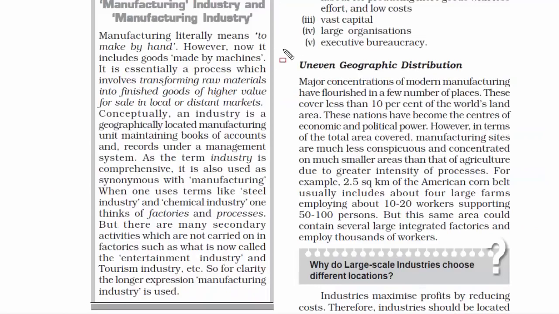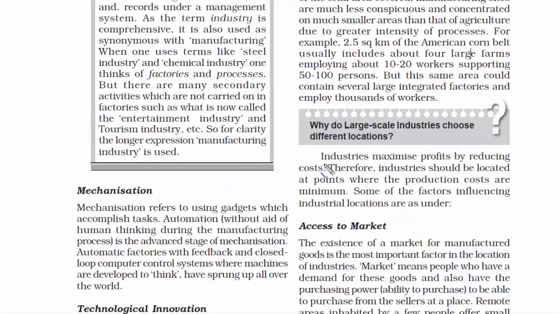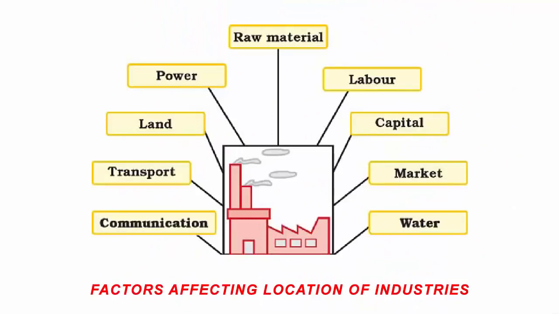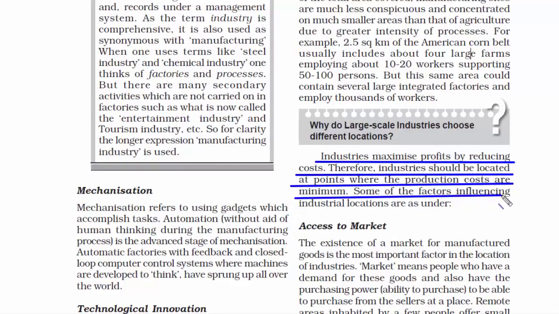Now we're going to read about uneven geographic distribution. Now, if you see the world map, there are very few places where manufacturing has developed. And it's due to various factors like location, availability of resources, then geopolitics, economic development, and many other factors. Now, if an industry has to make profit, always remember it has to reduce cost. For that, it has to be nearer to the resources. By resources, I mean natural resources, labor, power, transportation, etc. All of this adds up to the production cost. So there are very few places in the world where you will find all of this at one place. That's why geographic distribution is uneven, it is not equal.